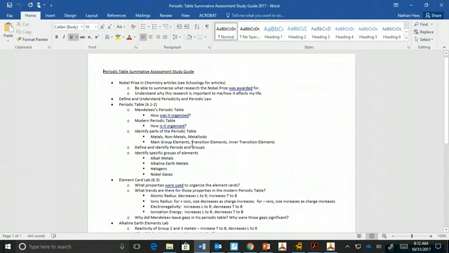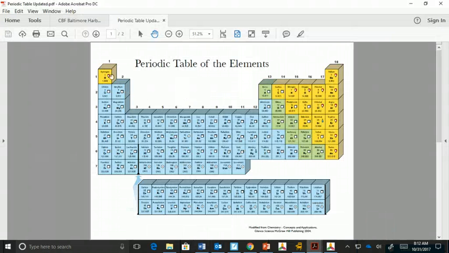You should certainly know groups. The main groups, transitions, inner transitions. So main group are groups 1 and 2, 13 to 18. The transition elements are 3 to 12. And then the inner transitions are these guys down here.